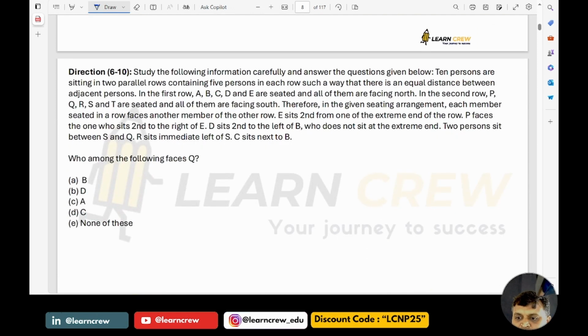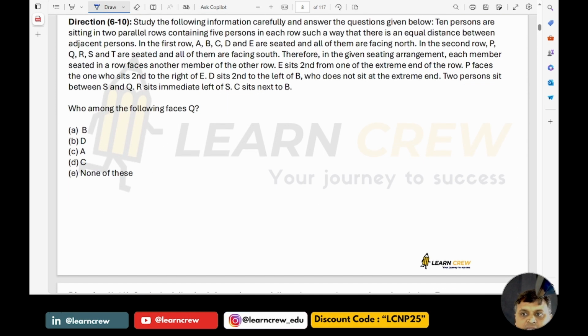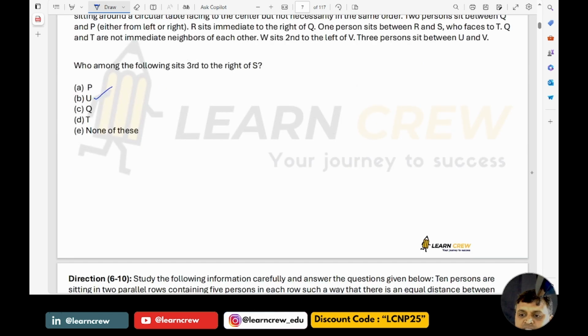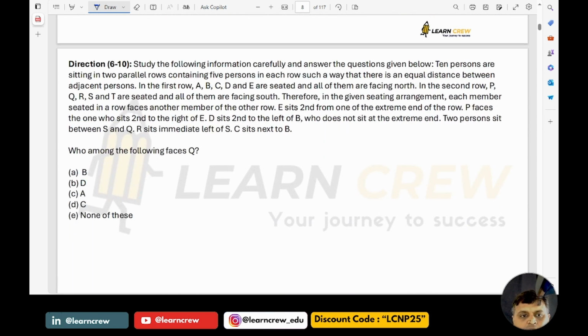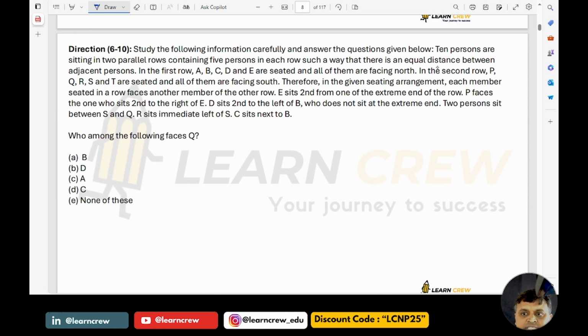Next. Questions number 6 to 10 are linear arrangement. One more puzzle. Please see here what is given. 10 persons are sitting in 2 parallel rows. 1, 2, 3, 4, 5. 1, 2, 3, 4, 5. 5 persons in each row. So it says there is an equal distance between adjacent persons.